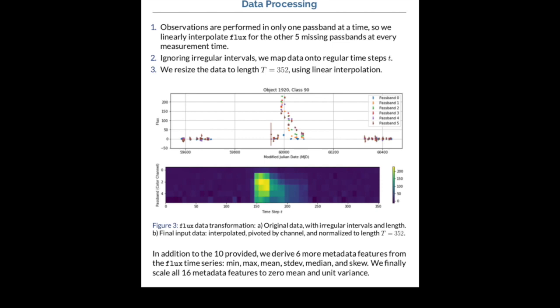The bottom image is the result of all these data transformations acting on the data set shown at the top, with time along the x-axis and the 6 color channels along the y-axis. In addition to the 10 metadata fields described earlier, we also derived some fields from the time series, like what was the min or max flux, or the mean, standard deviation, median, or skew.